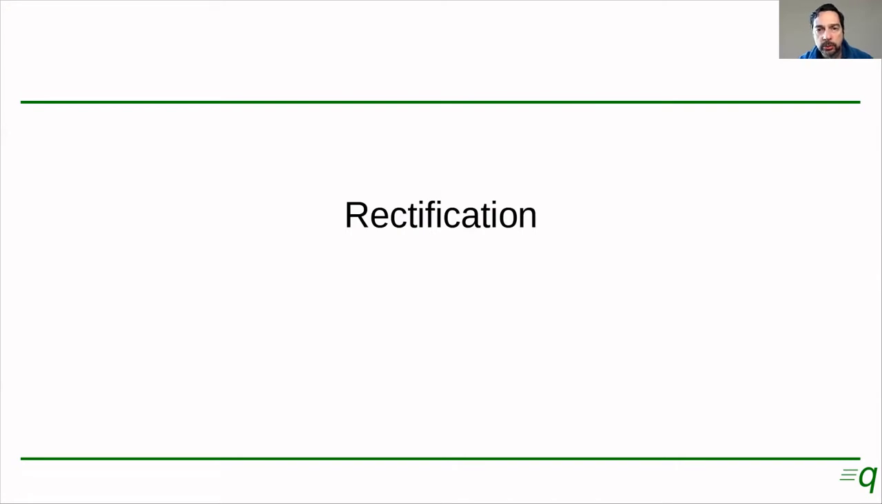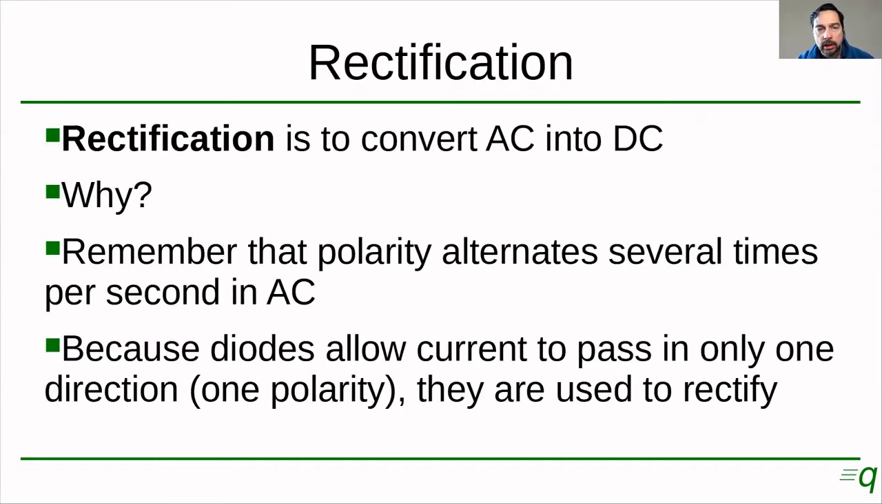Okay, we're going to start with rectification, which is one of the main applications for diodes. Rectification is to convert AC into DC. So why would we want to do that first of all? Well, the main reason is because power distribution to the home is done in AC.